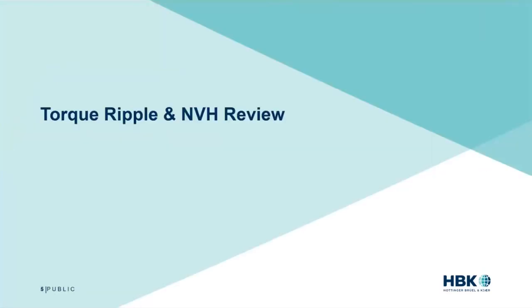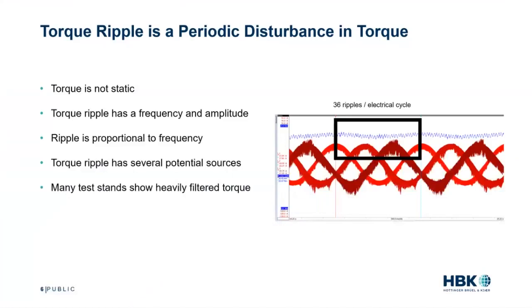So, torque ripple and NVH review. If we all remember, torque ripple is a periodic disturbance in torque. So basically, torque, while we think of it as a static value, is not static, and it has a frequency and amplitude. If we look at my example on the right here, we can see my torque signal in blue, and it's got that little ripple on top of it. That's what we're looking at.